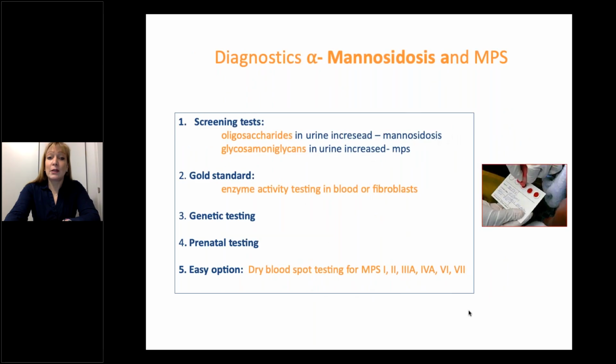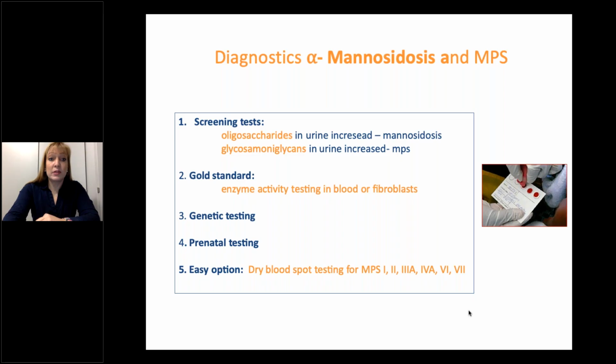So how to diagnose these patients now? The screening test that is possible and easy to do is to measure the oligosaccharide excretion and the glycosaminoglycans for MPSs in urine. Unfortunately, this is not a real confirmation of diagnosis, because we have false increased excretion, but also normal GAG or oligosaccharide excretion in urine even in affected children, which means this test is a good screening method, but it is not confirming or making any diagnosis.